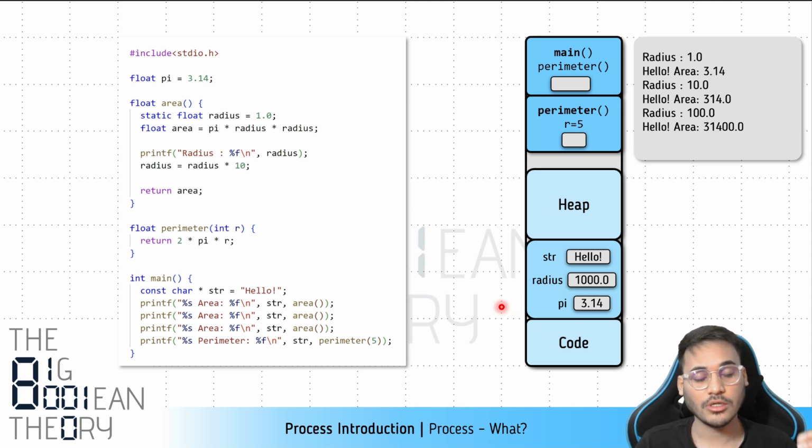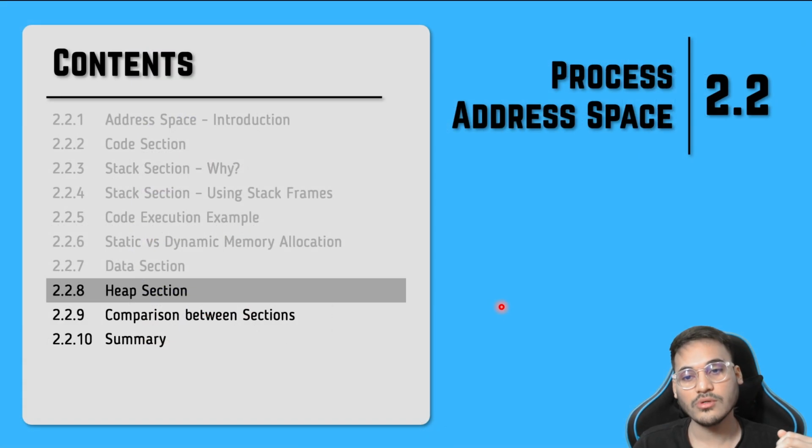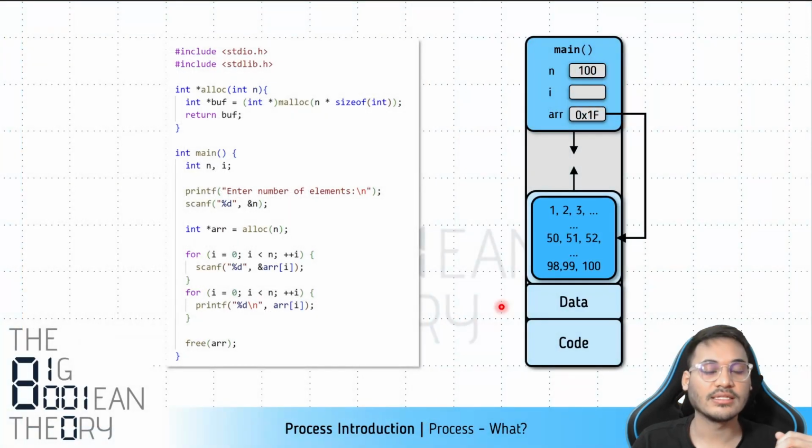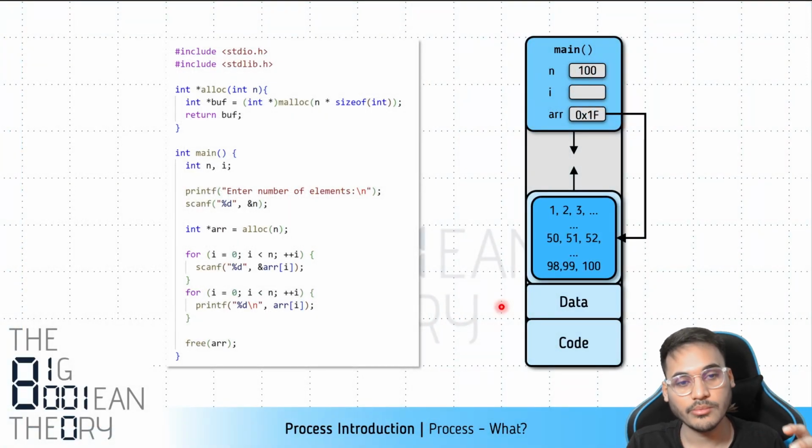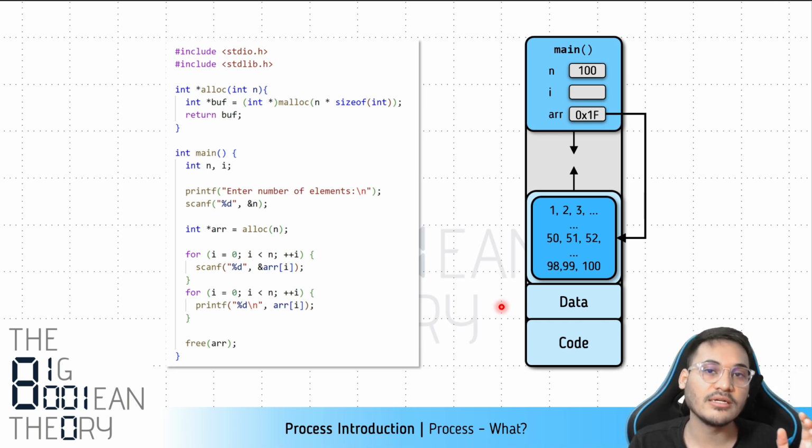So here we saw the static memory allocation. Next, we looked at the heap section. We know that the purpose of the heap section in the process address space in memory is that it is used for dynamic memory allocations, right?